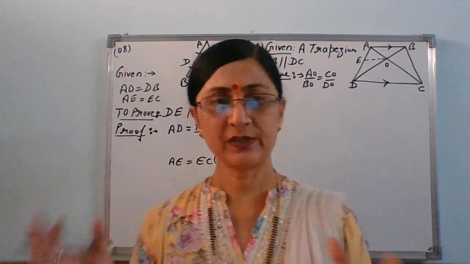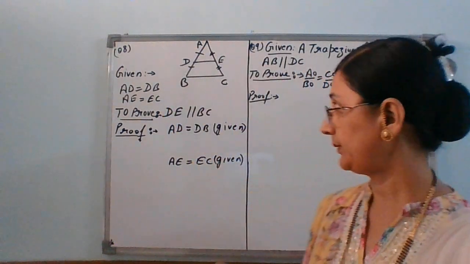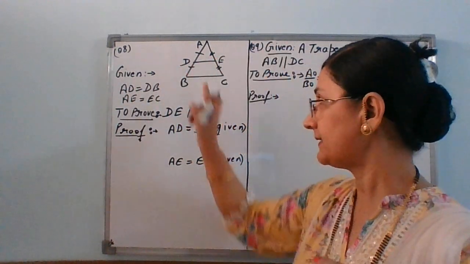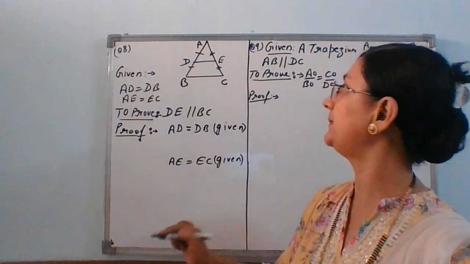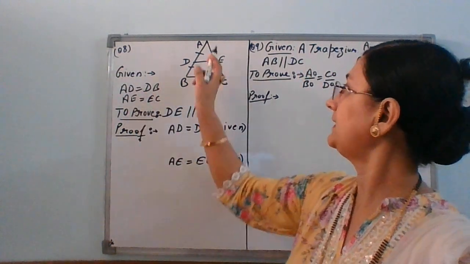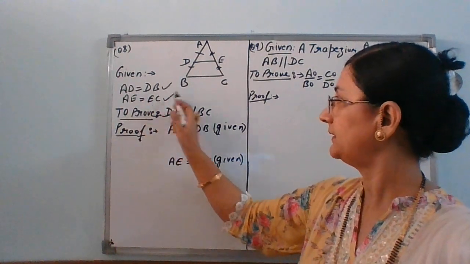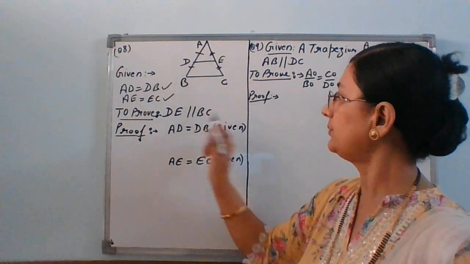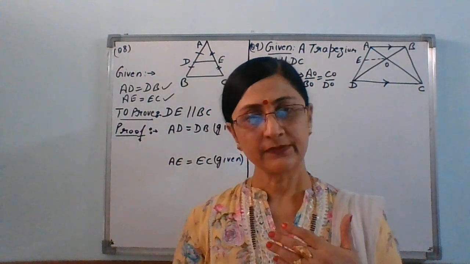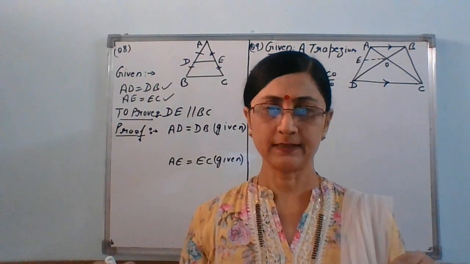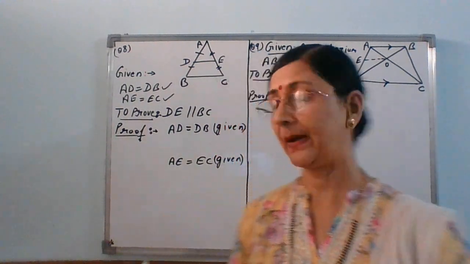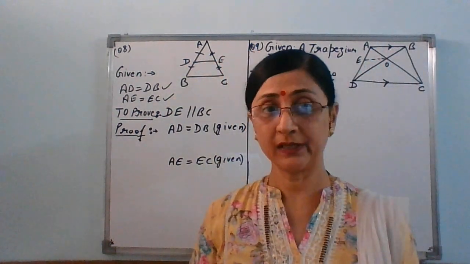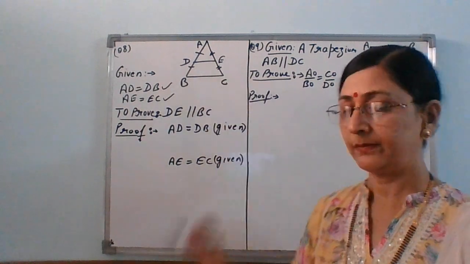So now question number 8. Okay students, now I'll be doing question number 8 and 9. In question number 8, it is given that D and E are the midpoints. D is a midpoint means AD is equal to DB. E is a midpoint means AE is equal to EC. So this is given. We are supposed to prove that DE is parallel to BC. By the converse, we know that if we are able to prove the sides are in ratio, then those two sides will be parallel. So we need to prove AD upon DB is equal to AE upon EC. If we prove that, then by the converse DE will be parallel to BC.